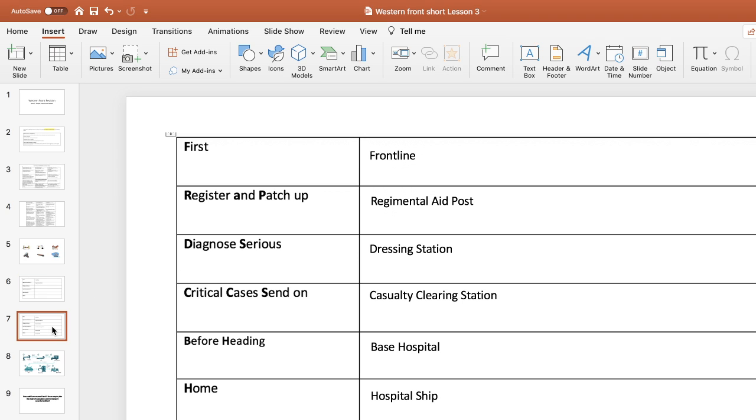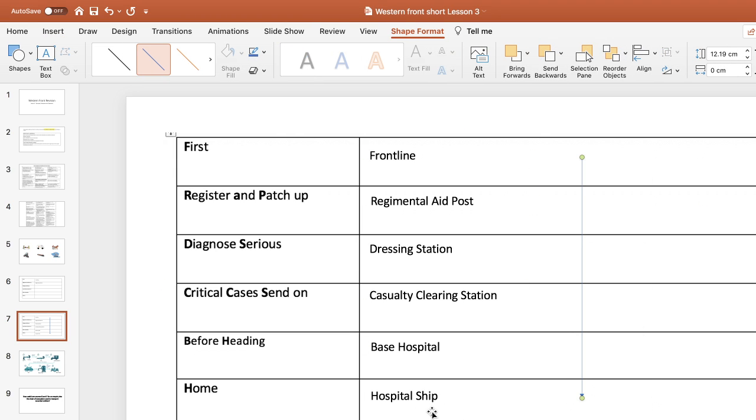Okay, hopefully you were able to understand and remember what the chain of evacuation was, and it's regimental aid post, dressing station, casualty clearing station, base hospital, and hospital ship. So this is the chain of evacuation. Now, obviously, the more treatment you require, the further you are going to go.